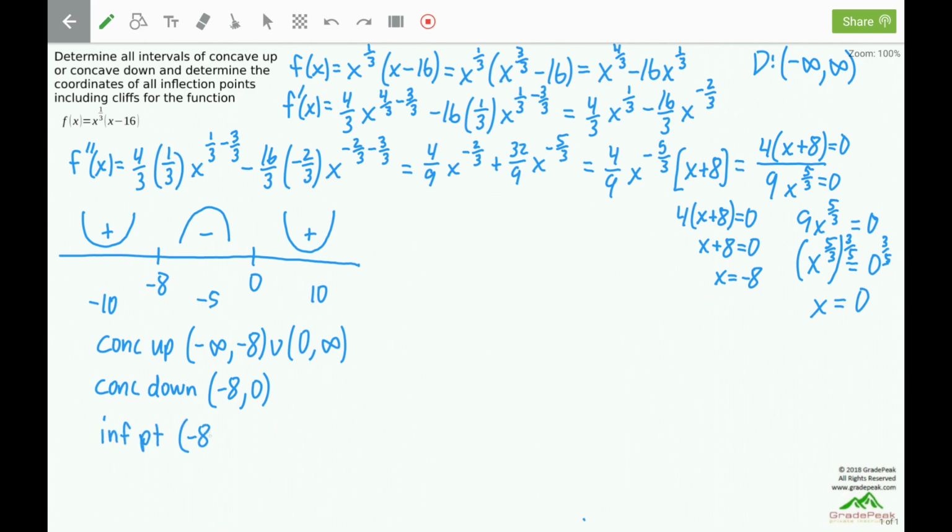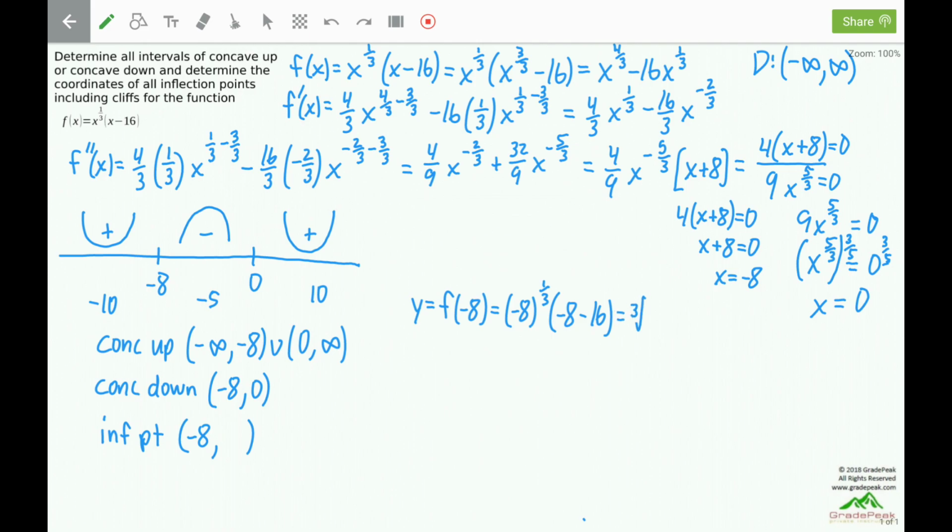It has an x-coordinate of -8, and it has a corresponding y-coordinate, which can be found by plugging the -8 back into the original function. So y equals f of -8, which is -8 to the 1/3 power times -8 minus 16.